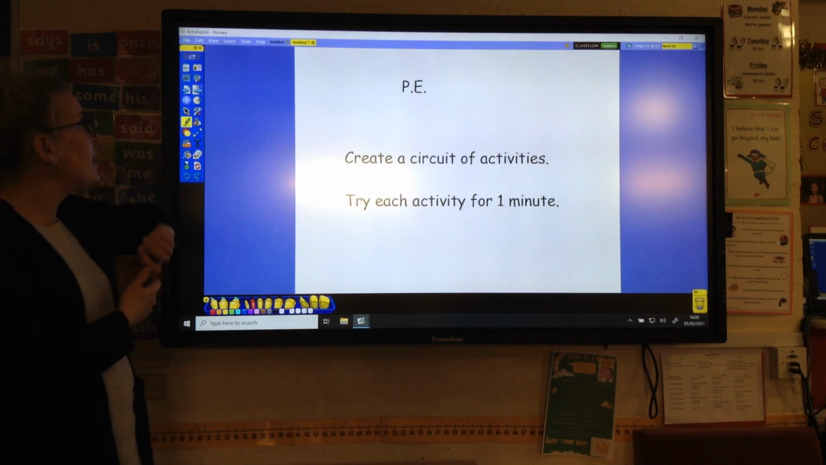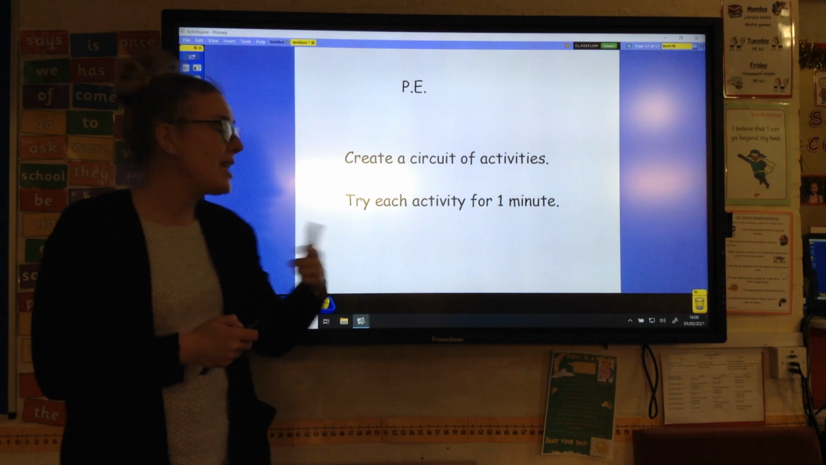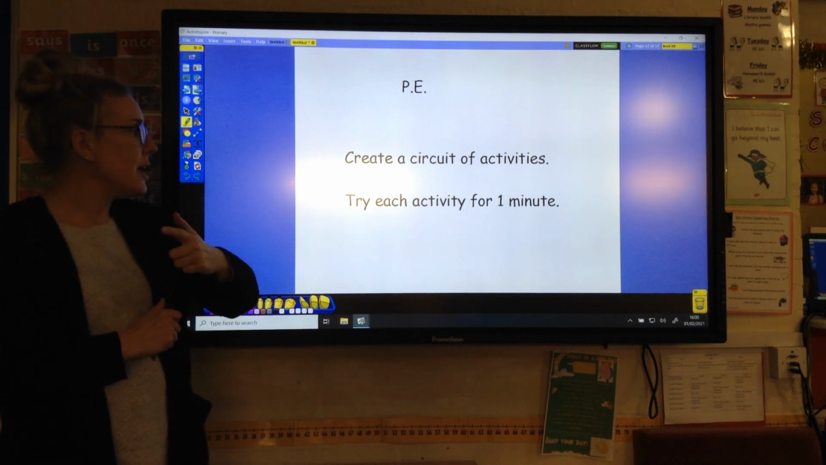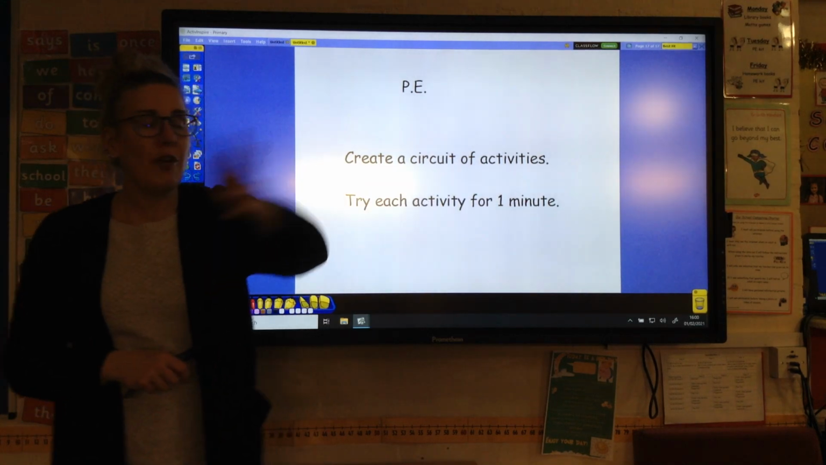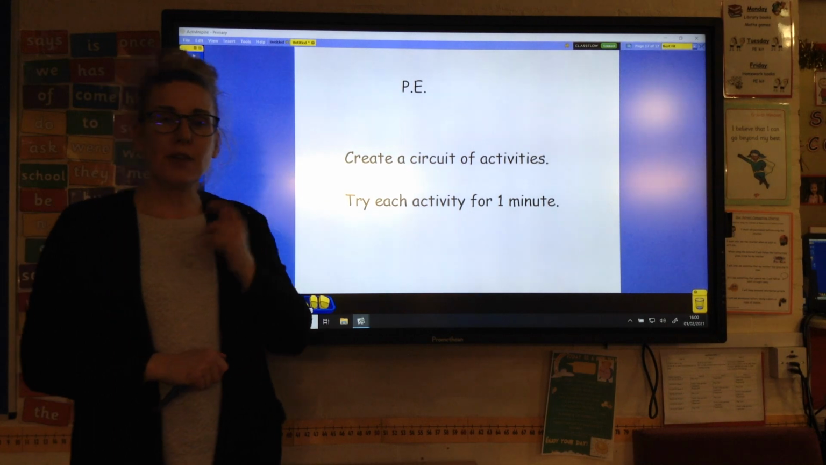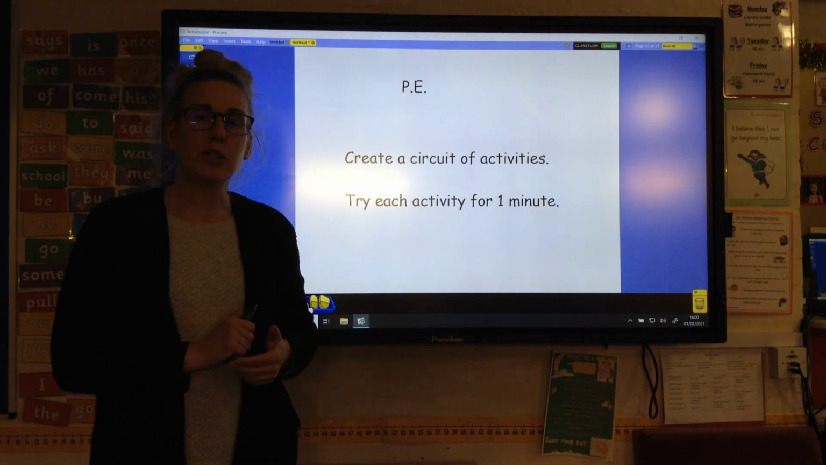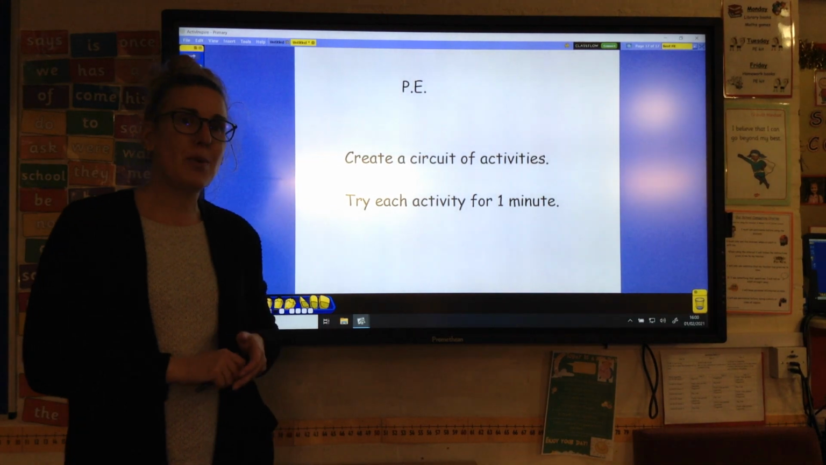And then today we have also got PE. If you can make a little circuit of activities and then travel around your circuit and try doing each activity for a minute. If you've only got 5 or 6 activities, maybe you could go around a couple of times. Don't forget the New Forest School Sports Partnership activities are on the website, and Joe Wicks is on a Monday, Wednesday and Friday.